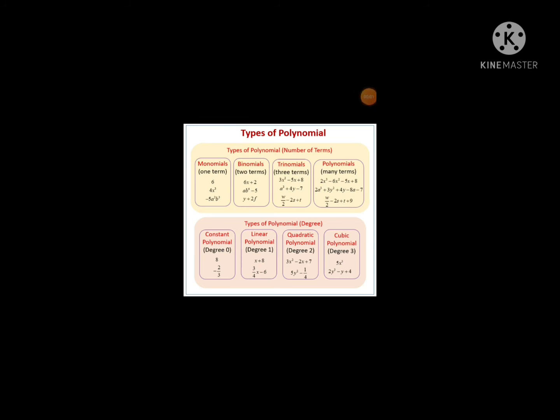Let me take you into the world of polynomials. We have types of polynomials based on terms: monomial, binomial, trinomial, and polynomial. Monomials are the ones which have only one term. Binomials have two terms. Trinomials have three terms. Polynomials are the ones which have many terms. Suppose a monomial, say 6. So this is a monomial.